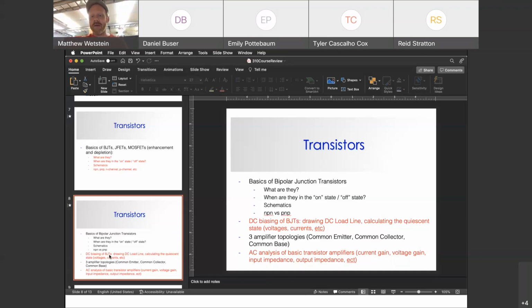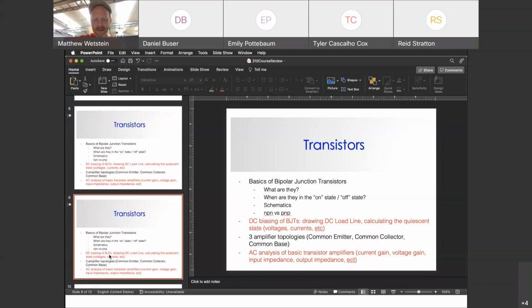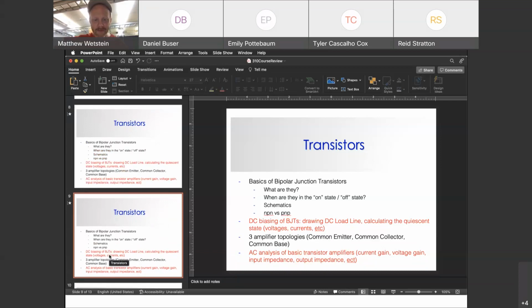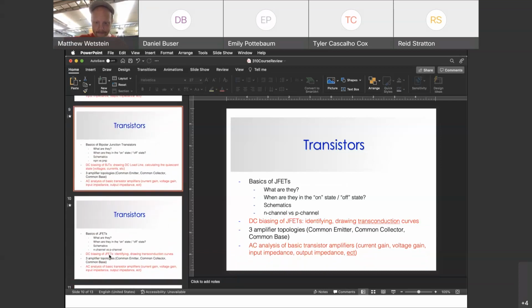You should be able to identify the three topologies of transistor amplifiers: common emitter, common collector, and common base. You should be able to draw the AC equivalent of a transistor amplifier. You should know basics about current and voltage gain, input and output impedance. I would emphasize the common emitter and common collector more for this class, but I'd like you to at least be able to identify common base.